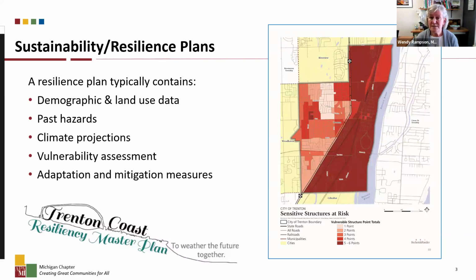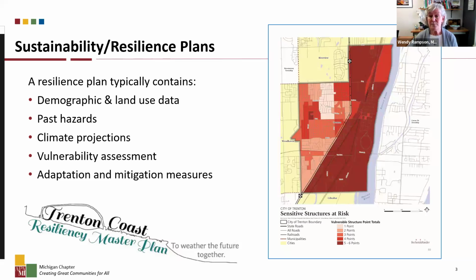One way to address resiliency in our planning world is to create a sustainability or resilience plan to deal with anticipated threats and hazards and guide the community to become more resilient. For those of you who have been through the Resilient Michigan Plan Review process conducted by the Land Information Access Association, you're already familiar with the components of a sustainability or resilience plan. It typically starts by looking at community demographics, current land uses, and historical hazard events.